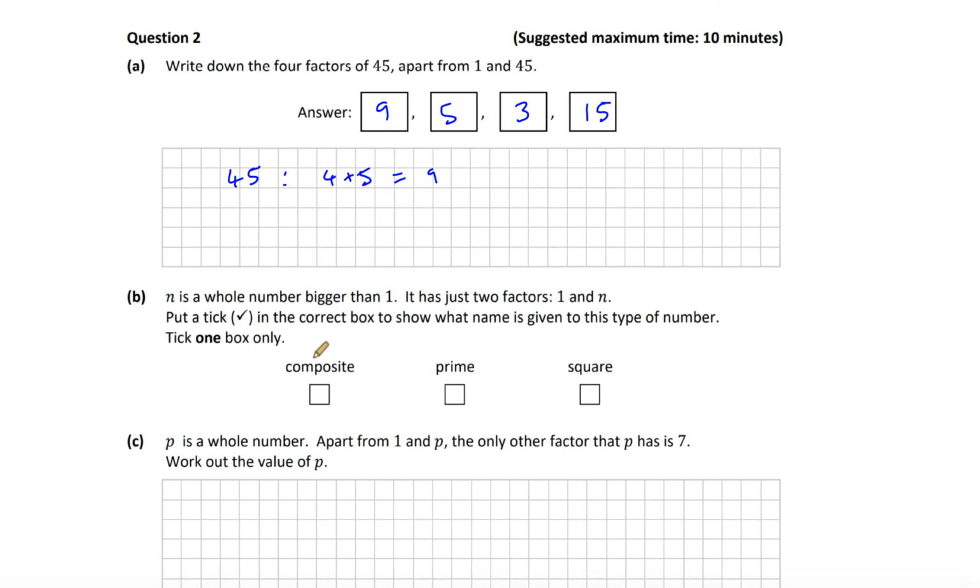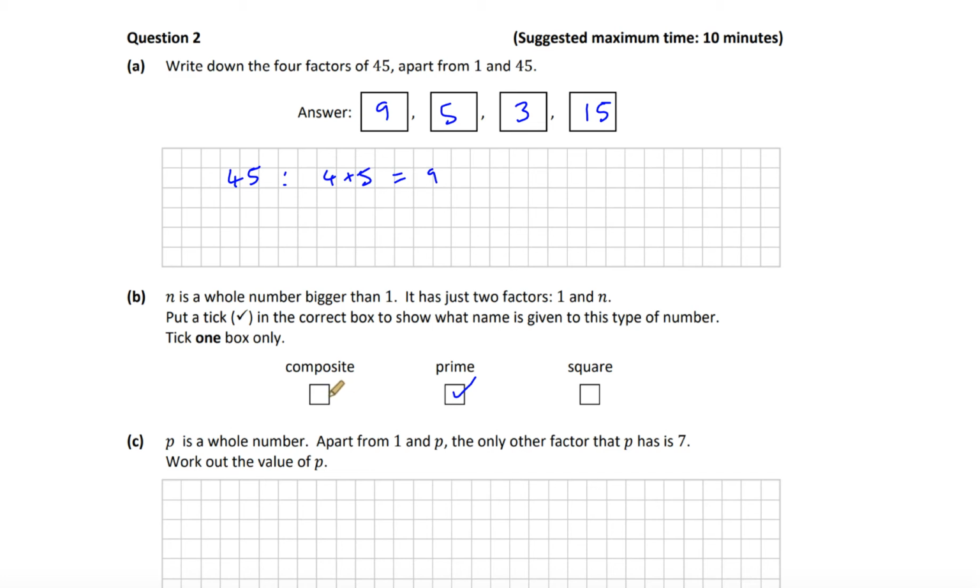Part B, n is a whole number bigger than 1. It has just 2 factors, 1 and n. Put a tick in the correct box to show what name is given to this type of number. Tick one box only. Okay, well if n is a whole number bigger than 1 and it has 2 factors, 1 and n, in other words itself, well that's a prime number. That's the definition of a prime number.